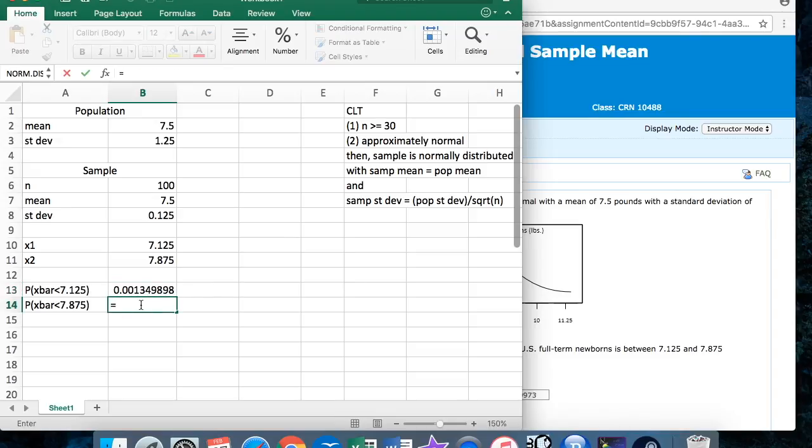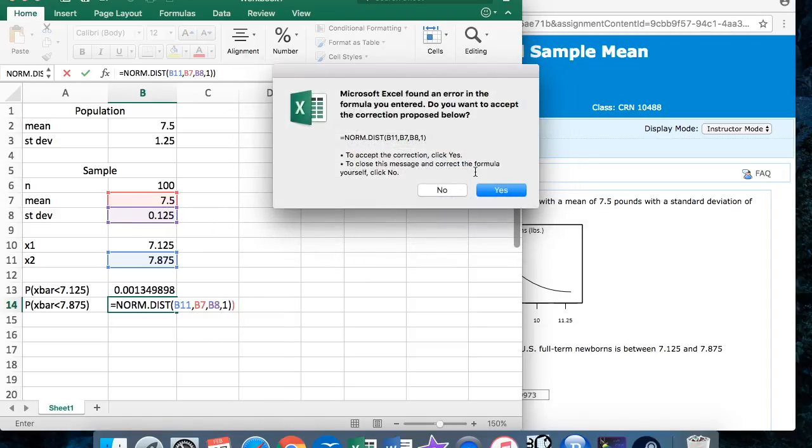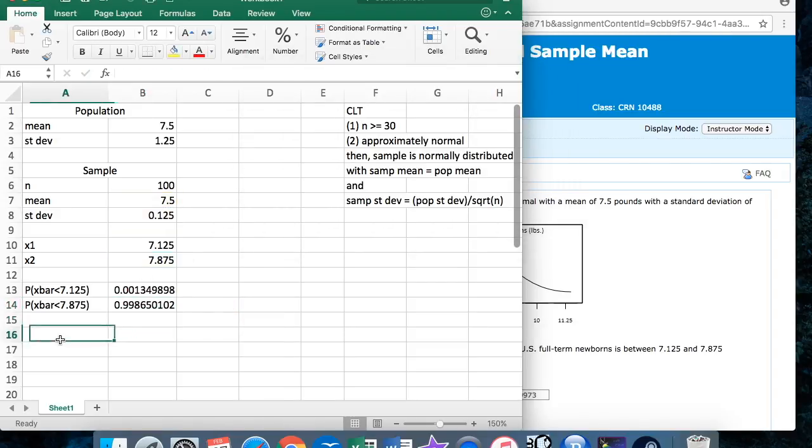So then I do the same thing here. So norm.dist. Okay, our x value now is our x2. Our mean is still the 7.5. Our standard deviation is still this 0.125, and it's cumulative. Oops, I accidentally entered in too many parentheses.